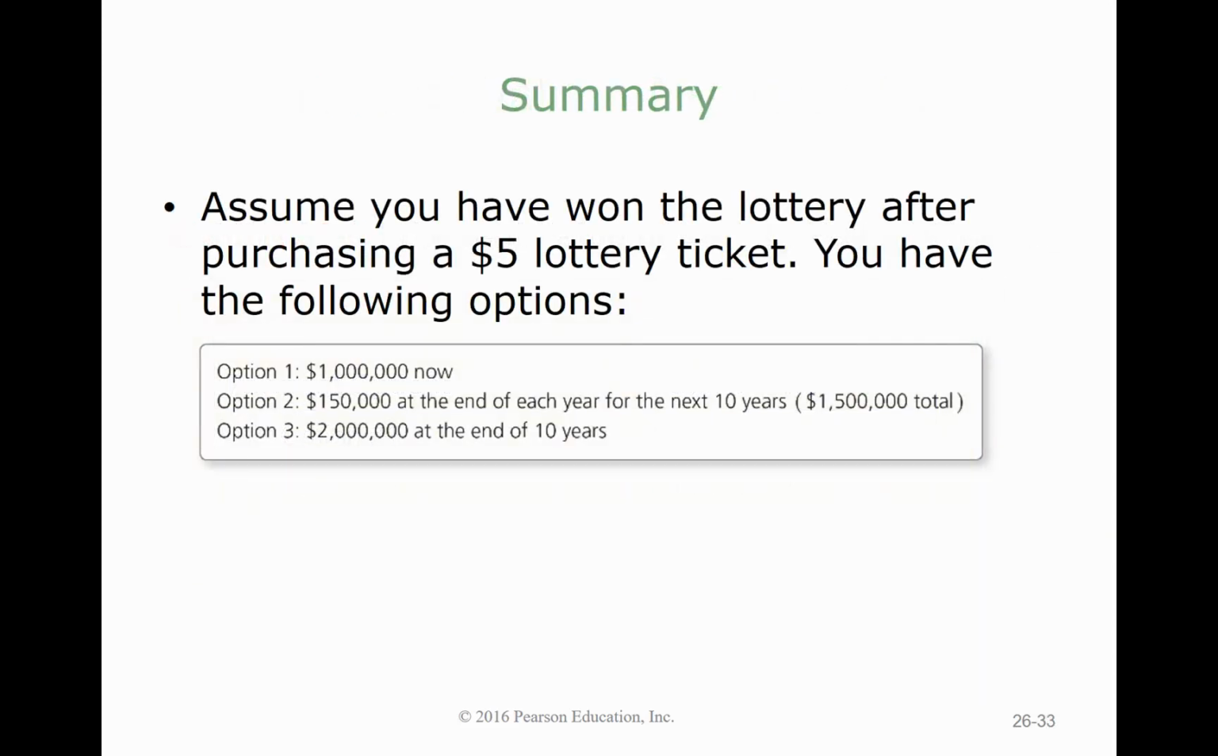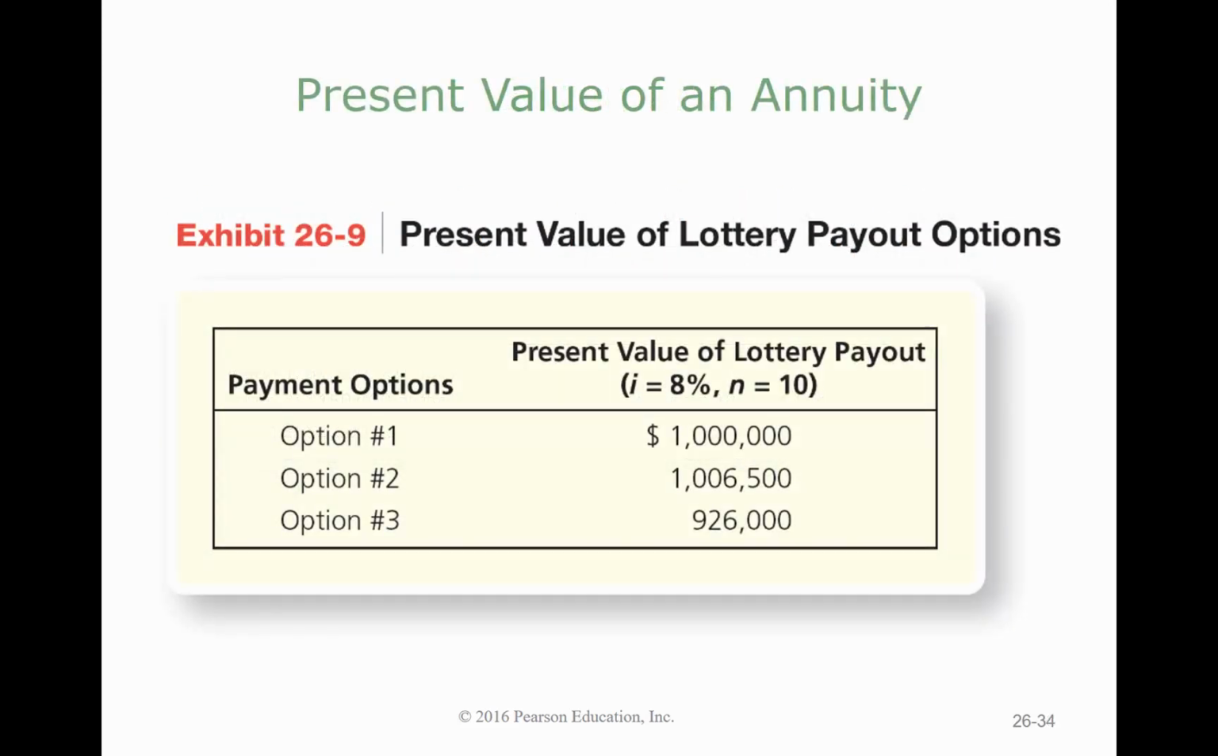Option 3 was present value of a lump sum. That one was 10 years as well. So I is 8%, N is 10. Go to the present value of a lump sum table, you find the factor, multiply it by the million, and it comes out to 926. So the option that gives you the best present value is option 2, which means if you were taking that $1 million and you were going to invest it in something and could earn 8%, at the end of 10 years, that one's worth the most, okay?